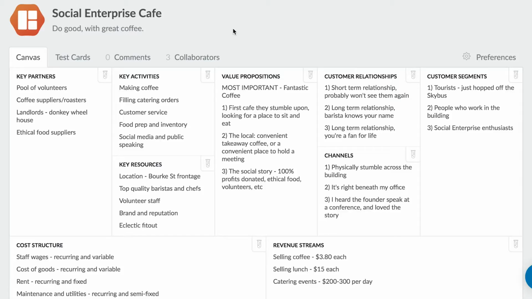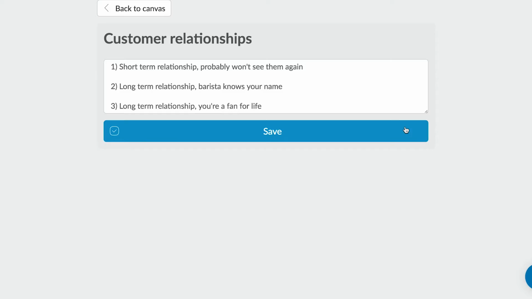So for our tourist and foot traffic customer, this is a short-term relationship. We probably won't see them again. We didn't do anything particularly special to acquire them, and there's not much we can do to retain them. The people who work in the building are a different story. These are going to be our regulars, and so we want to treat them really well. We want to understand how they work, but also we know that if that person moves to a different office, we're probably not going to see as much of them. Our third category is social enterprise enthusiasts, and with these we're building quite a long-term, quite emotional relationship. We win them over, we have a customer for life.